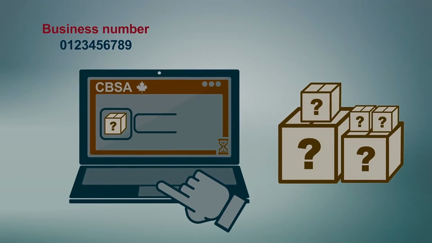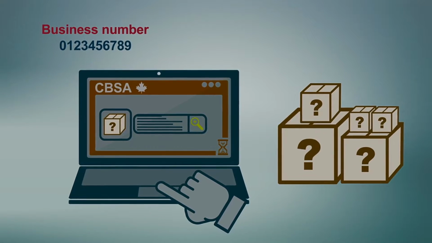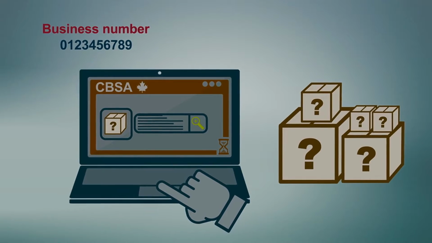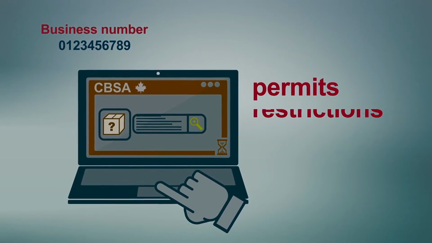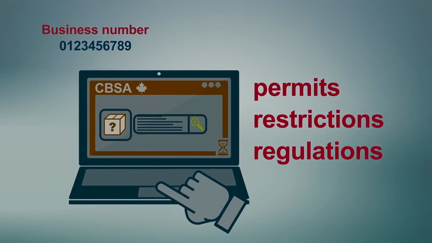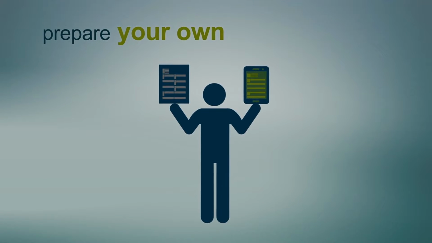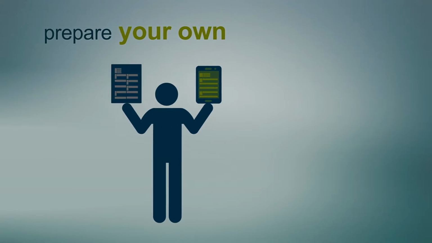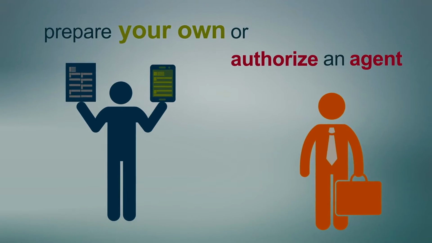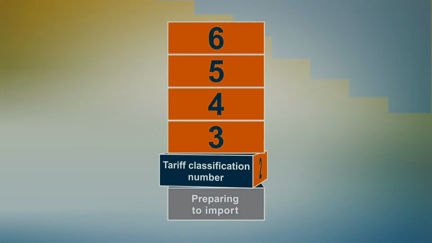You will also need to identify the goods you wish to import, determine if they are admissible into Canada, and if any permits, restrictions, or regulations apply to them. You may prepare your own import documents and transact directly with the CBSA, or you may authorize an agent to act on your behalf.